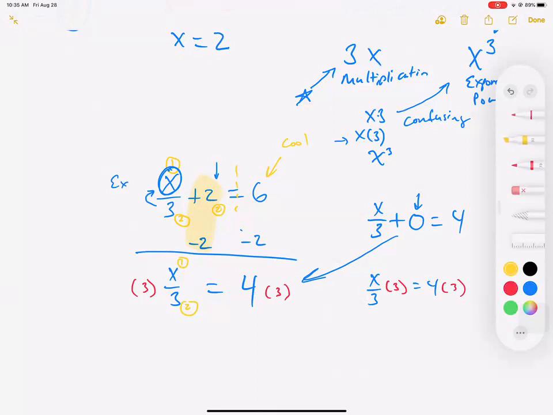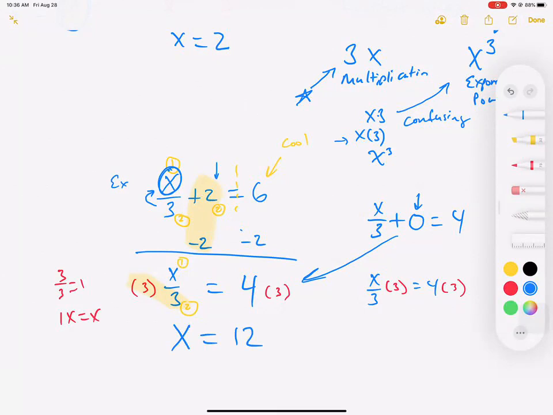Now, just to reiterate this, what is 3 divided by 3? 3 divided by 3 is 1. And if I want to write 1x, that is the same as x. So to save time, instead of writing 1x, we're just going to write x is equal to 4 times 3 is 12.